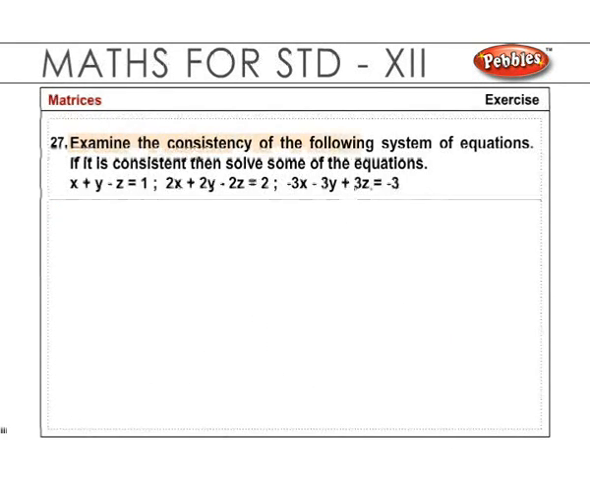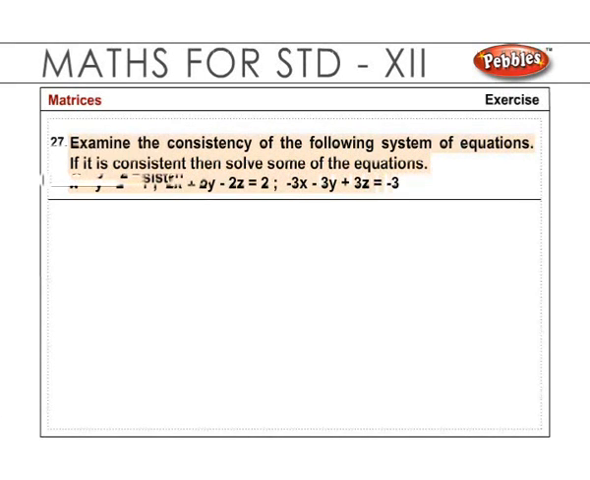Examine the consistency of the following system of equations. If it is consistent, then solve some equations. x plus y minus z is equal to 1. 2x plus 2y minus 2z is equal to 2. Minus 3x minus 3y plus 3z is equal to minus 3.